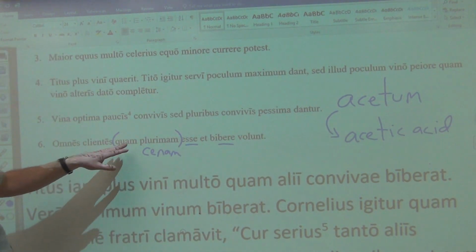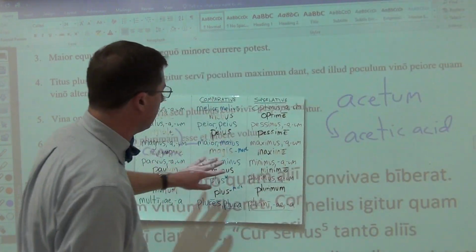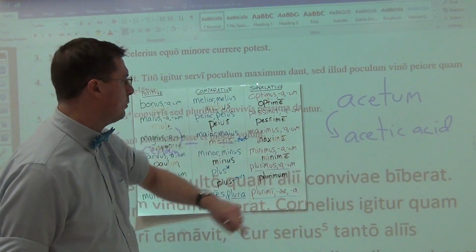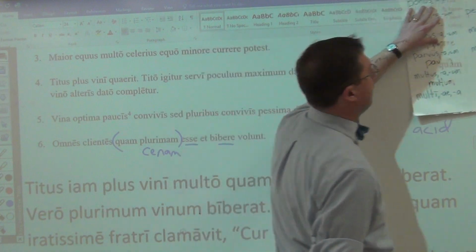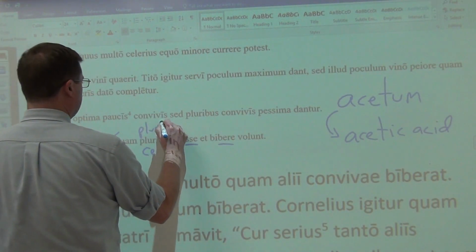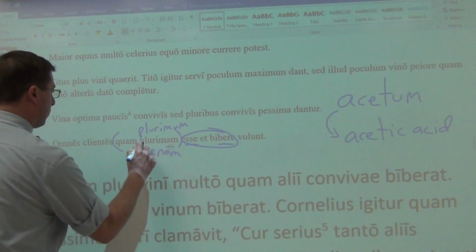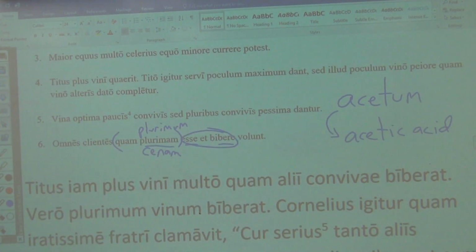And so remember quam plus a superlative, and this is certainly the superlative, plurimus, plurima, plurimum. Now if I were wanting it to be adverbial, it would have been the adverb plurimum, and it describes how they want to eat and drink. This is describing the direct object. What kind of dinner? As much as possible dinner.